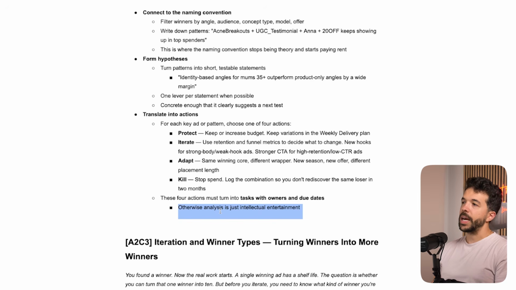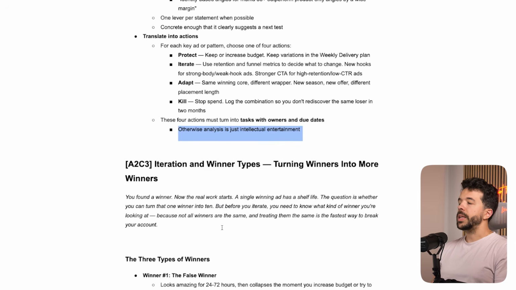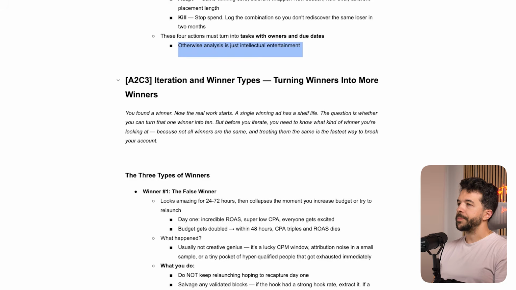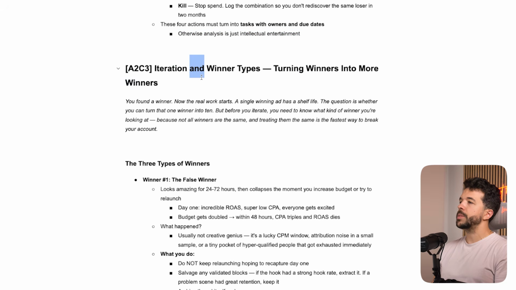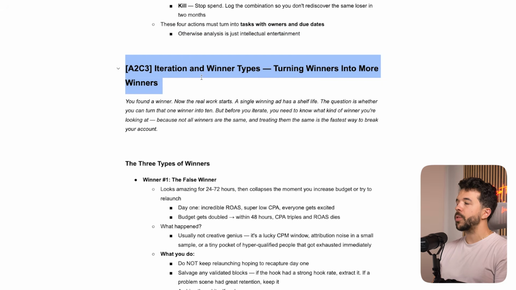You just don't want to do that exercise. Now, let's move on to chapter 3. Iteration and winner types, turning winners into more winners.